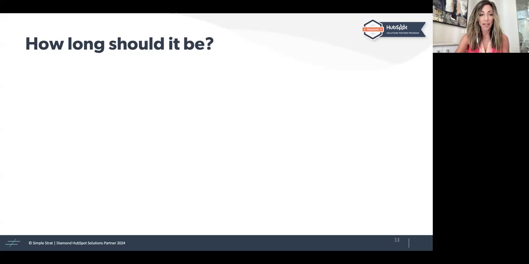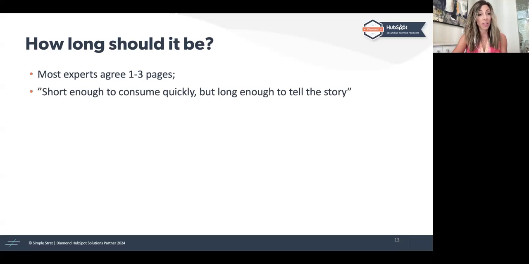So how long should a case study be? Well, it's kind of like how long should a video be? Quite honestly, it's short enough to consume quickly, but long enough to tell the story. So how's that for vague? But really, most experts would agree that it's one to three pages. When you get longer than three pages, there's the mental load of just opening up a document and seeing that it's five pages long. The minute we open something up, we're like, whoa, no time. Regardless of how easy it is to consume, that's what we think of.